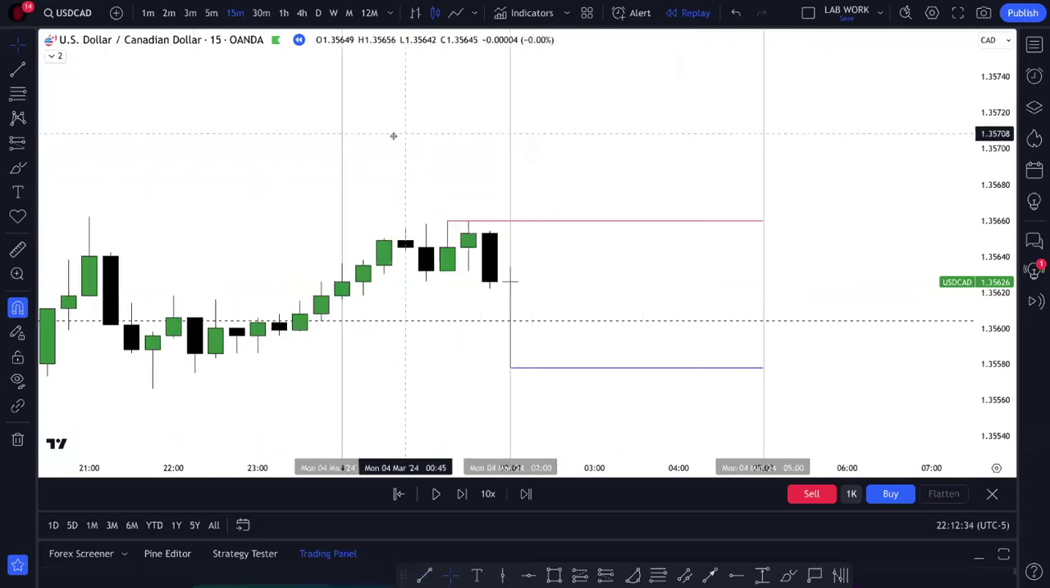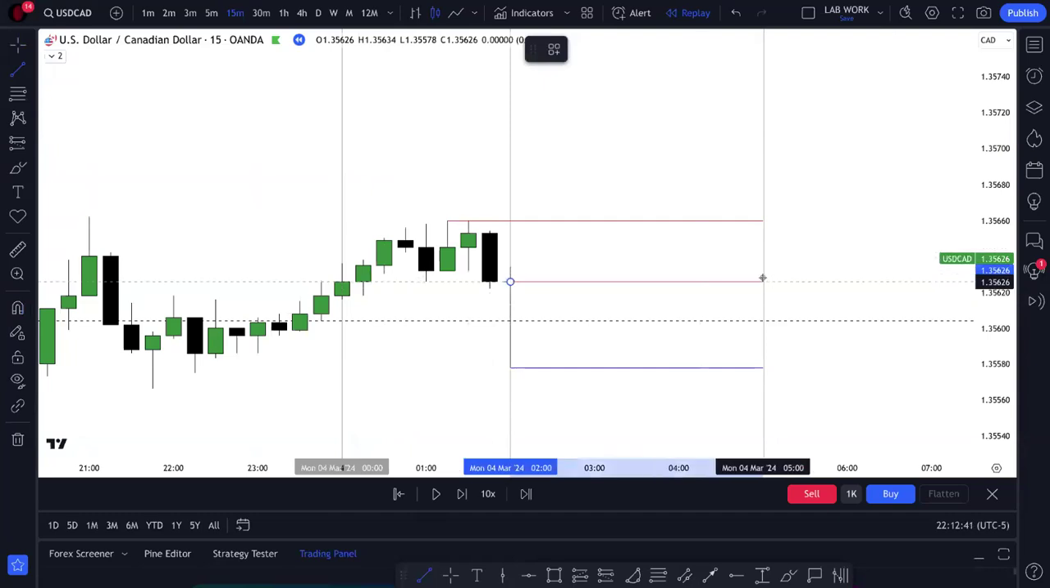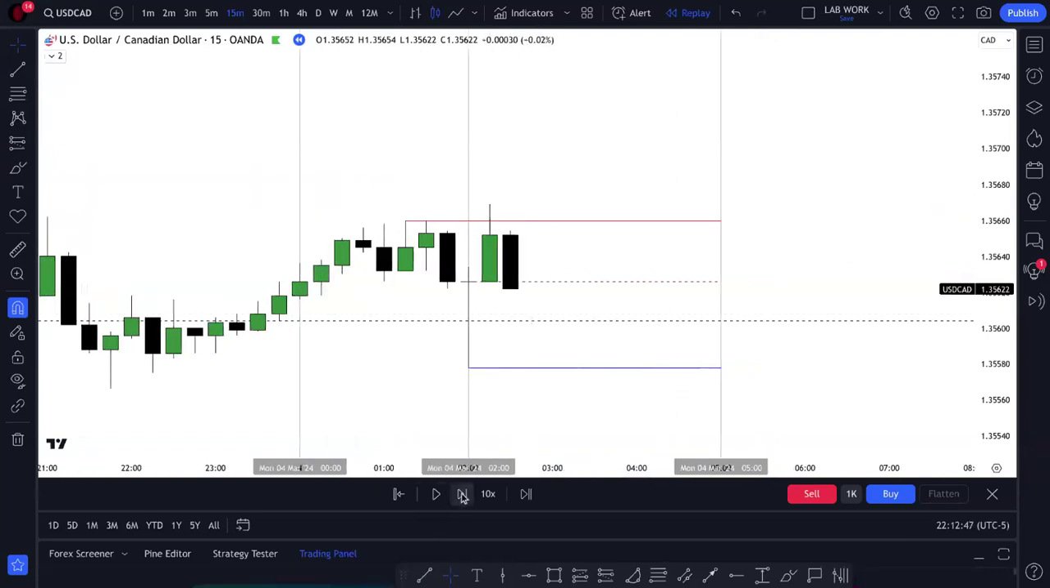So this is midnight again. This is midnight opening price. This is 2 a.m. This is the opening price at 2 a.m. Play it forward. UCAD, bearish DXY, so we know that UCAD most likely is going to trend lower, and Canadian dollar futures should be trending higher. Breaks the buy side liquidity right there.